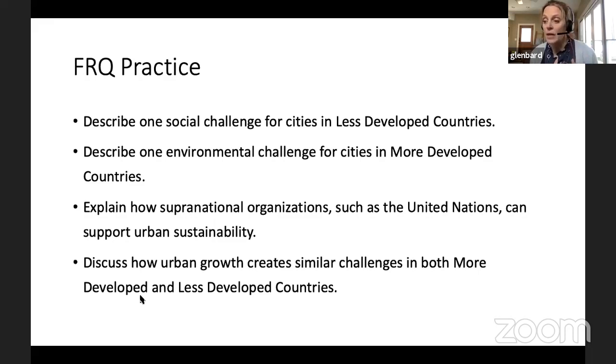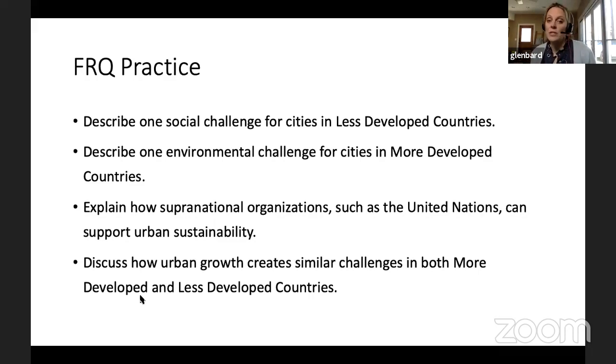Describing one environmental challenge for cities in more developed countries. I think the big thing here is really talking about pollution. Think about our energy use, think about how our commitment to trying to change that. But for the meantime, we are the leading consumers of fossil fuels and what that does to the environment. But also that transitions into our energy use and how we are the leading consumers of energy. And so the problems and the burdens that that places on cities.